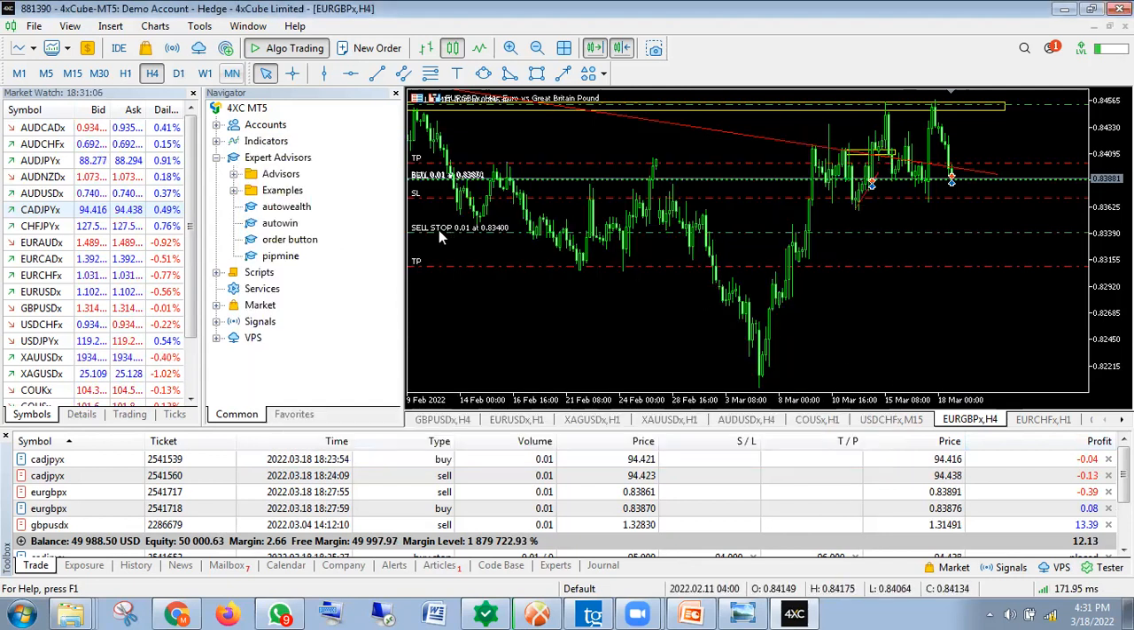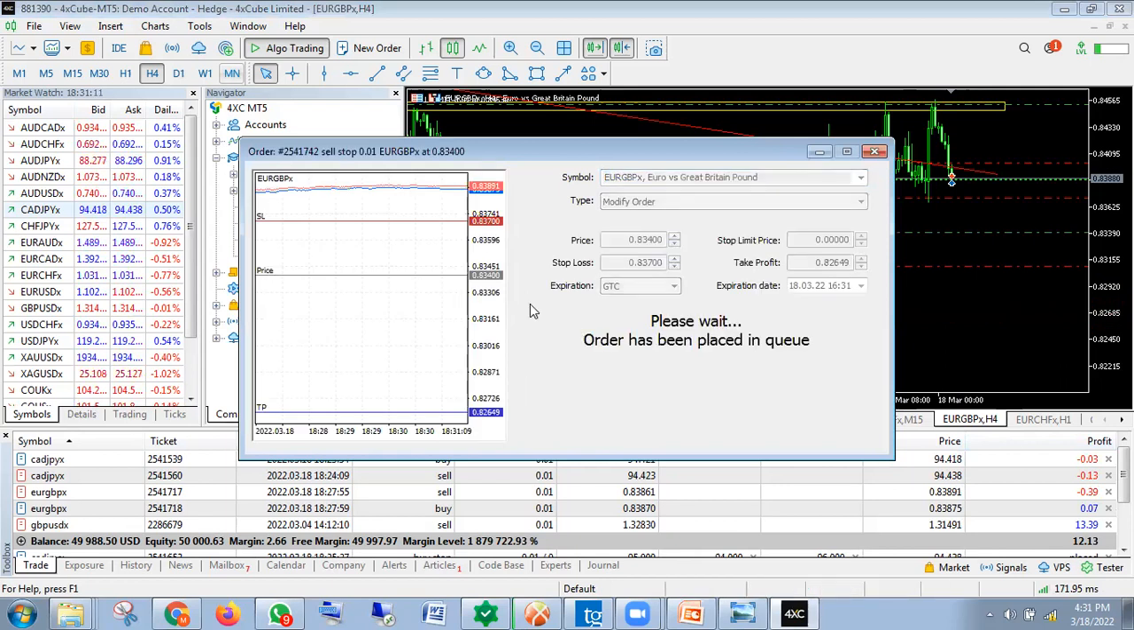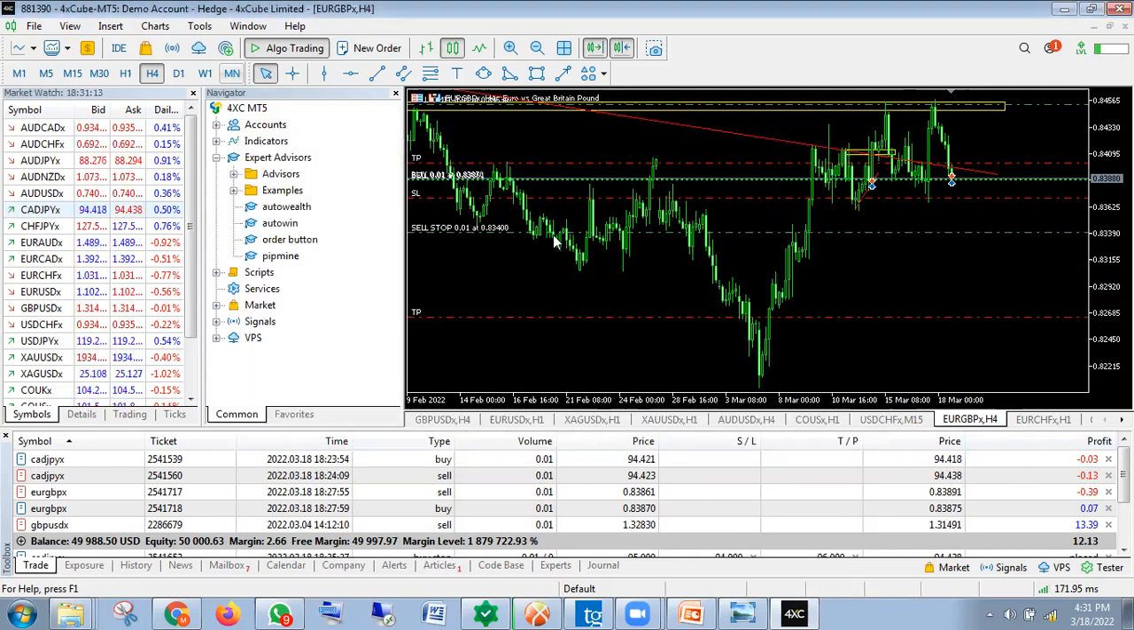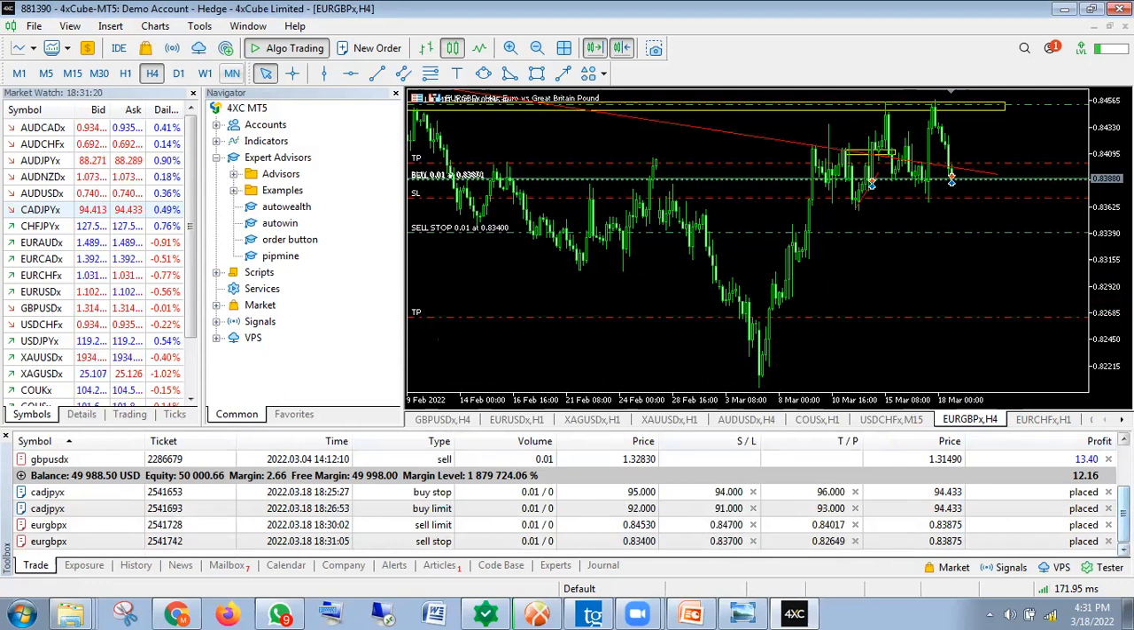Okay, this is it. Let me put my TP here. This is a quick way of modifying. So the sell stop is here, the stop loss is above it, and the take profit is below it. Watch this over and over again, and you are going to understand it. It's as simple as that. You can see in our toolbox the four pending orders we did: buy stop and buy limit on one pair, sell limit and sell stop on the other pair. Once the market comes to these prices, they will get executed.